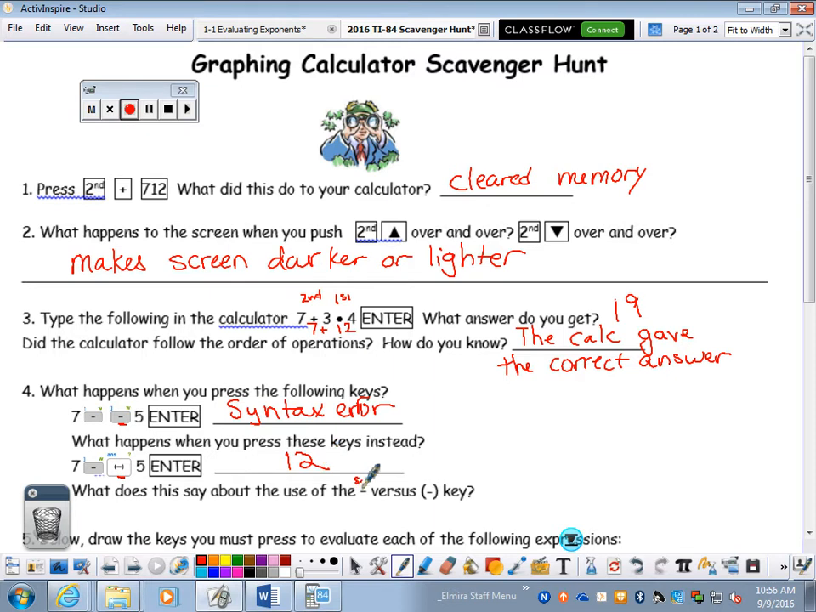So what does this say about the use of the subtract key? This is the subtract key versus the negative key. It means you have to know which button is the right one to push. You can't use the negative key if you mean subtract, and you can't use the subtract key if you mean negative. So it means you must use the correct button. They are different.